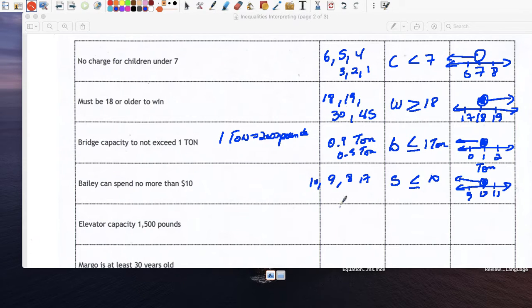The elevator only works up to 1,500 pounds. So 1,500 pounds is okay, 1,400 is okay, 800 pounds is okay. So all those numbers are okay, and the elevator will work. So E for elevator and 1,500 pounds. So for the elevator to work, if you're less than 1,500, it's okay, and if you're equal to 1,500, it's okay. So 1,500, 1,499 on this side, and on this side 1,501. Put a circle. 1,500 is okay, and anything that's less is also okay.